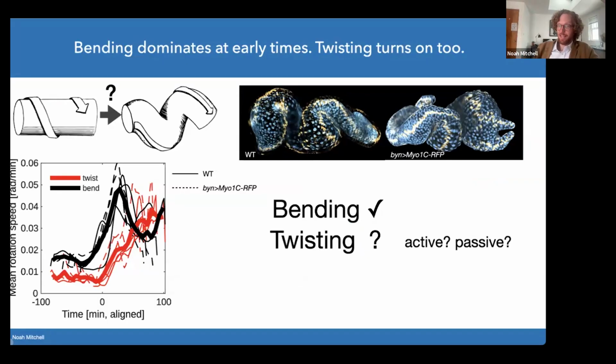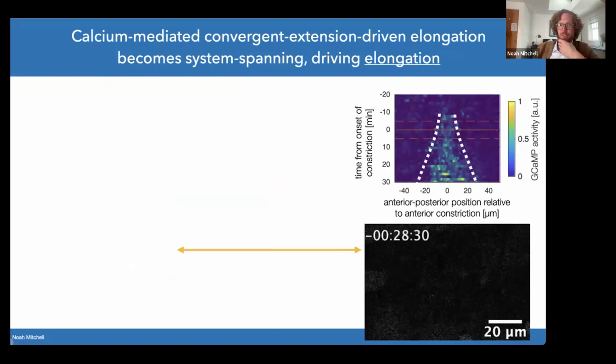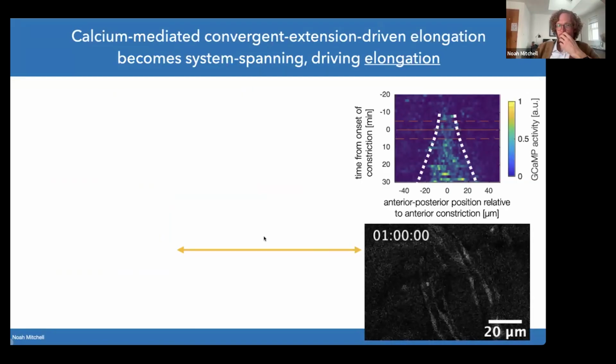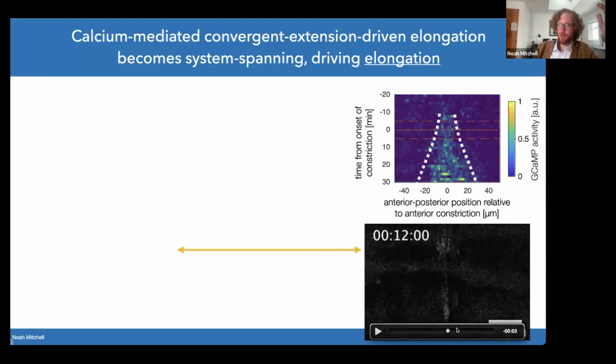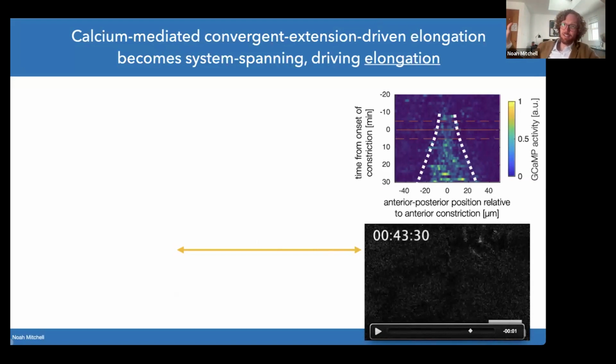What about the twisting? Vanessa was just asking, is it active? Is it passive? Well, it's hard to test these things experimentally, so we turn to modeling. Oops, there's a small build problem here. In particular, the way that we're modeling this is at these late times, these calcium pulses start to broaden out, and by the later stages of coiling, they're actually spread out over the entire gut.